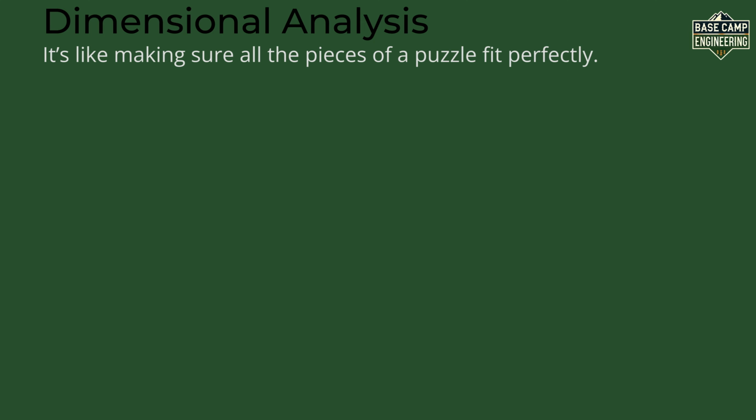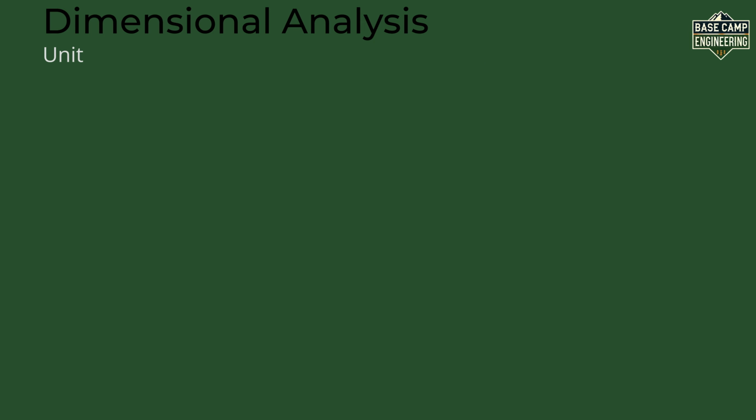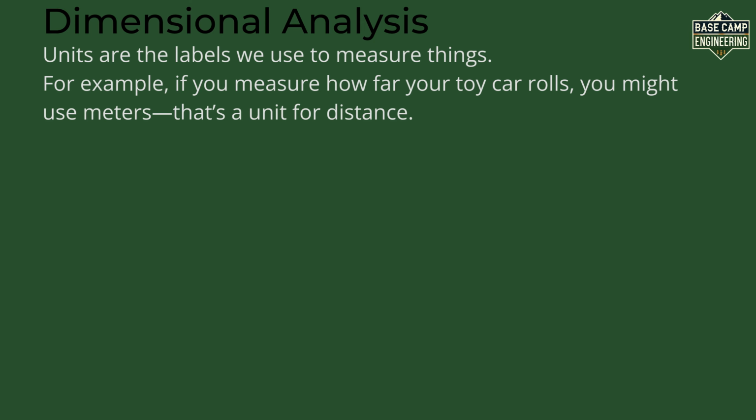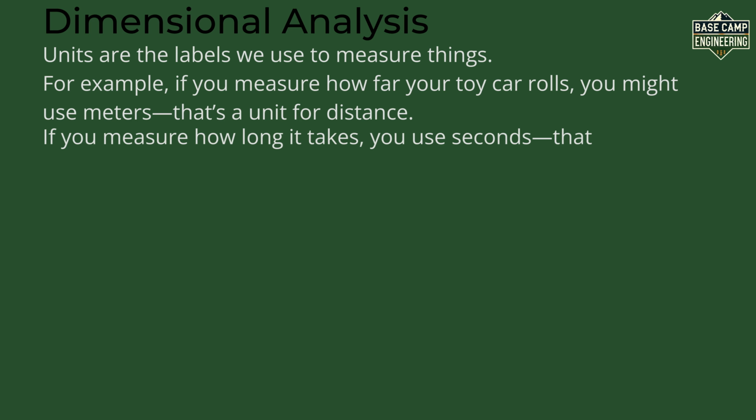Let's make it super easy with some fun examples, and I will show you how to do it step by step. First, let's understand what units are. Units are the labels we use to measure things. For example, if you measure how far your toy car rolls, you might use meters. That's a unit for distance. If you measure how long it takes, you use seconds. That's a unit for time. Dimensional analysis is all about making sure the units in your calculation match what you are trying to find.